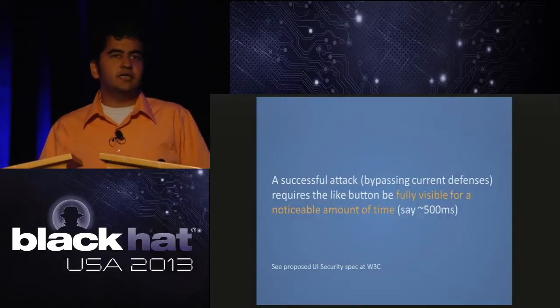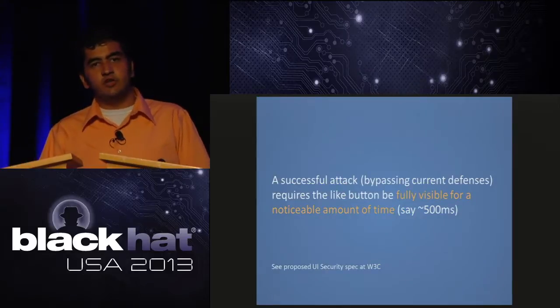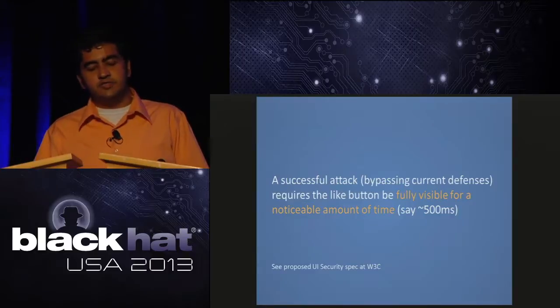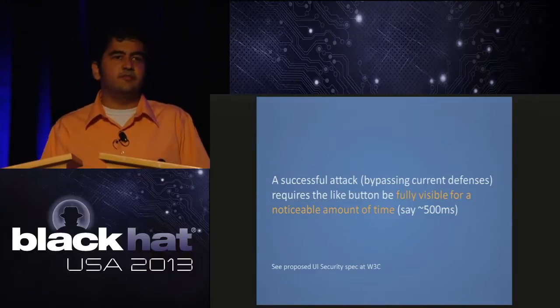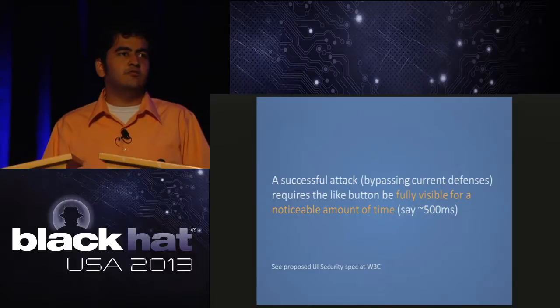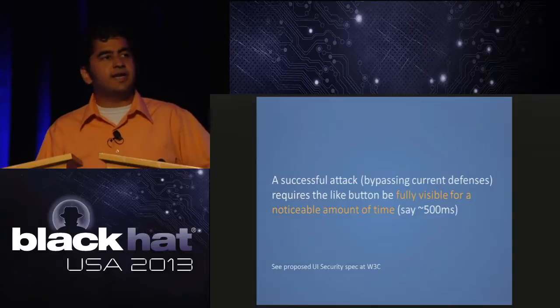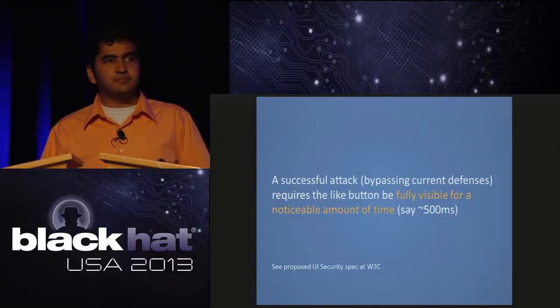Furthermore, to bypass proposed defenses like the upcoming W3C UI security specification, not only do we require that the like button be fully visible during the attack, it should also be fully visible for a noticeable amount of time, let's say 500 milliseconds at the minimum. This is to not allow attacks where you trick the user into quickly clicking through. We want the like button to be fully visible for some amount of time. All our attacks attempt to bypass this proposed UI security specification. Does that make sense before we jump into the attacks, roughly?